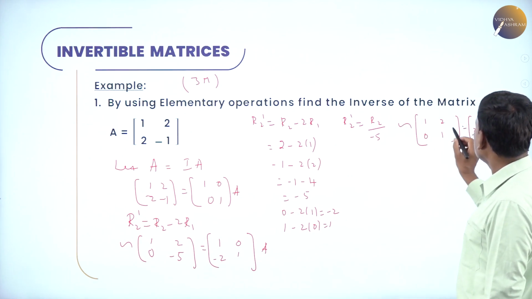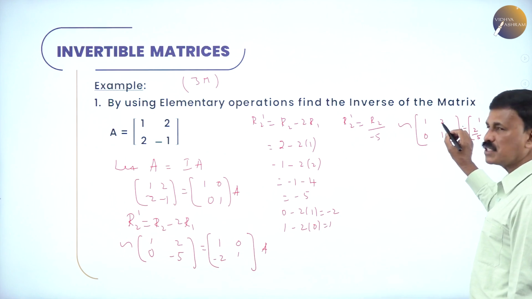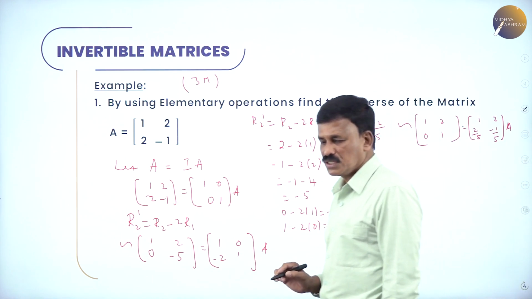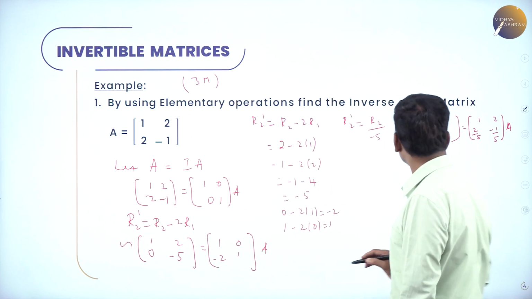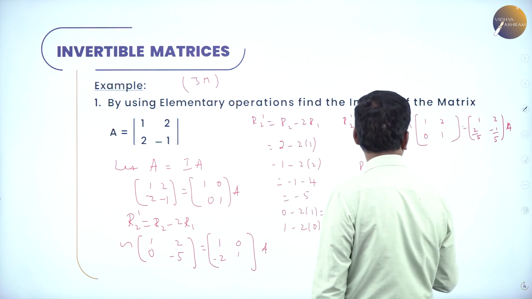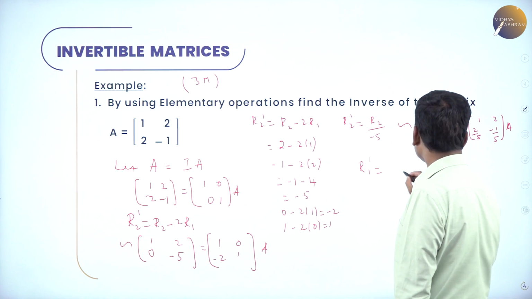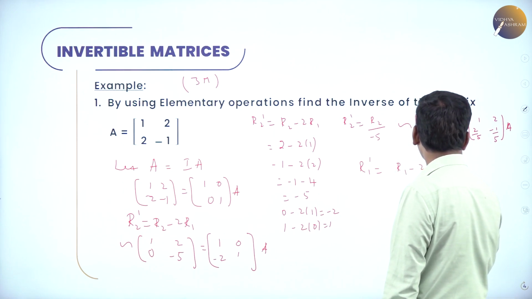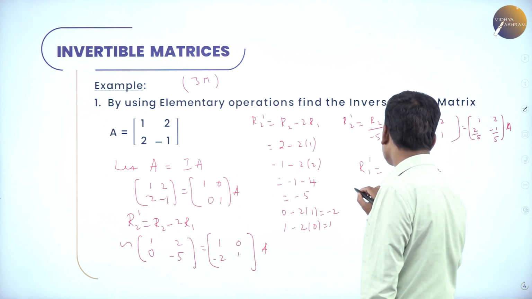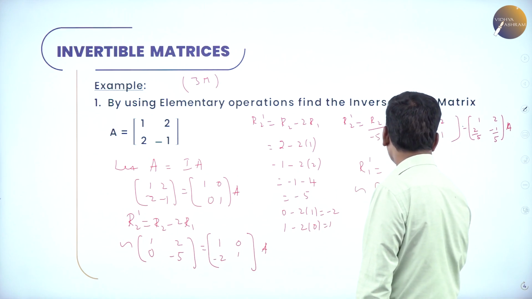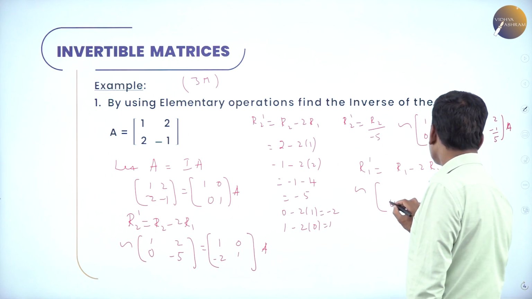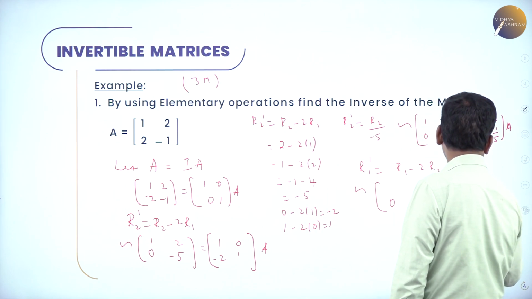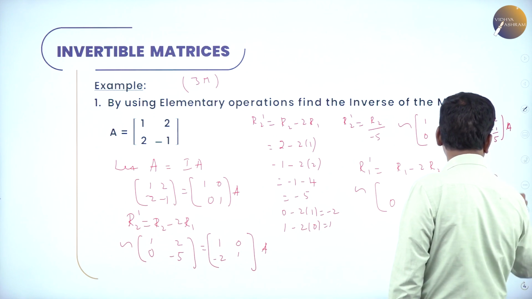Now, the intention is to reduce this element 2 to 0. So, for that, what are you going to do? Again, taking R1 dash, R1 dash is equal to R1 minus 2 into R2. So this reduces R1. R2 is the same: 0, 1, and this is 2 by 5, minus 1 by 5.